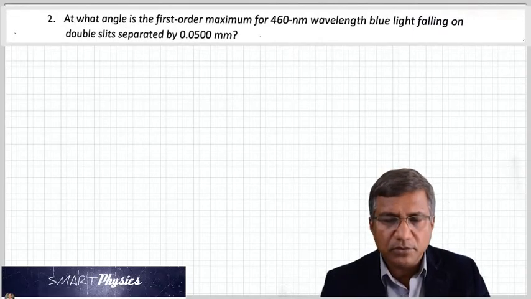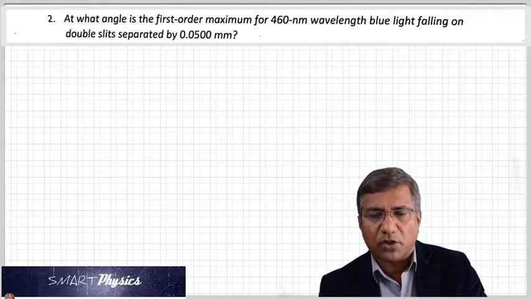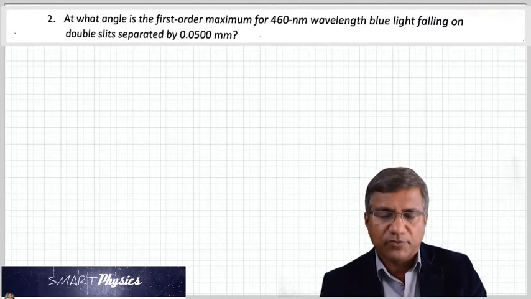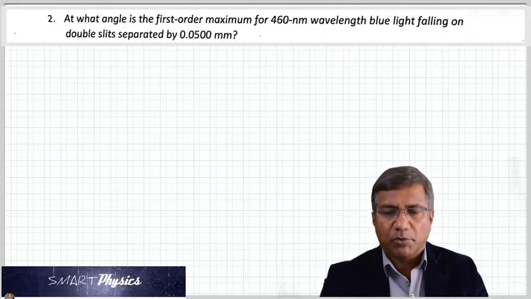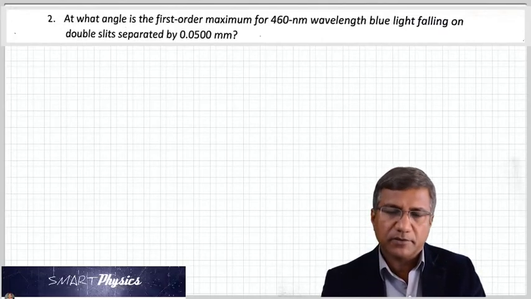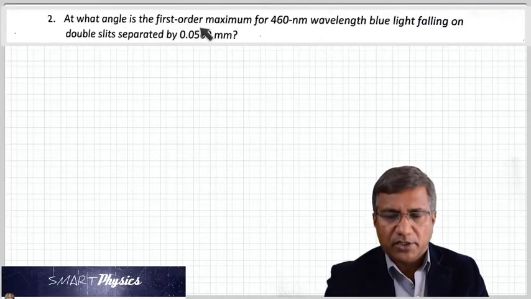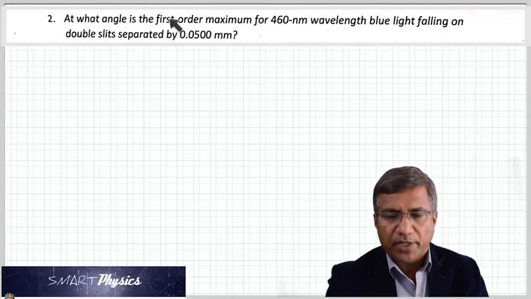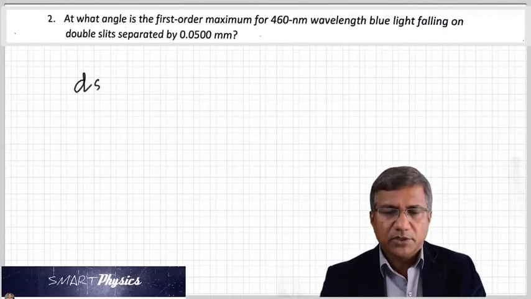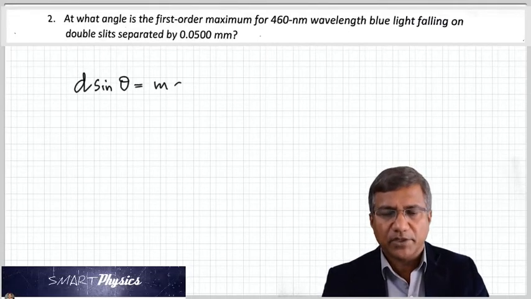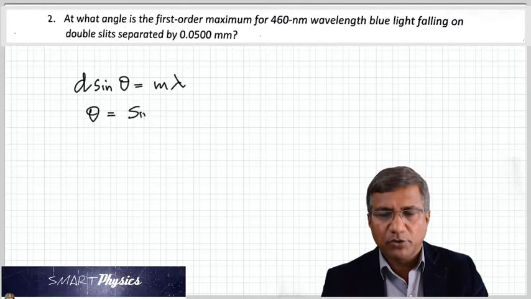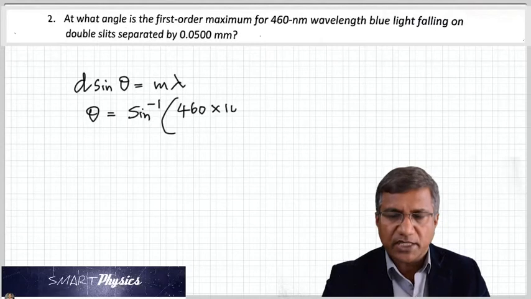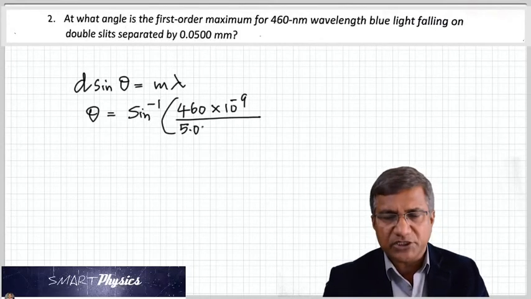At what angle is the first order maximum for 460 nanometer wavelength blue light falling on double slits separated by 0.0500 millimeter? So we have to find the angle. It's the first order maximum, so we have the value of m. This is lambda, and you have the slit separation. So d sine theta is equal to m lambda is the formula. We're looking for theta. So when you make theta the subject, it becomes sine inverse of m lambda by d.